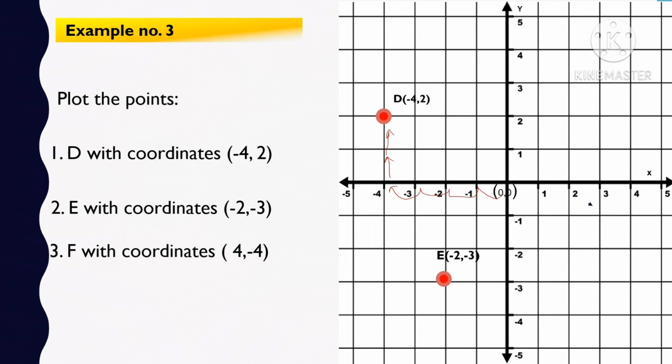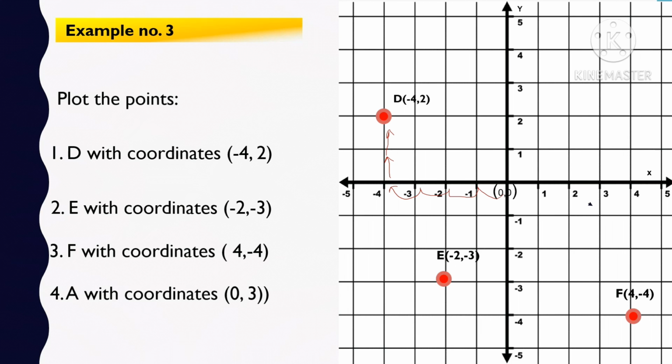How about F with coordinates 4, negative 4? Again, in this case, x is positive and y is negative. So starting from 0, you move to the right 4 units and move below again 4 units. So where is point F? If your answer is here, then you're correct. That's F, 4, negative 4.